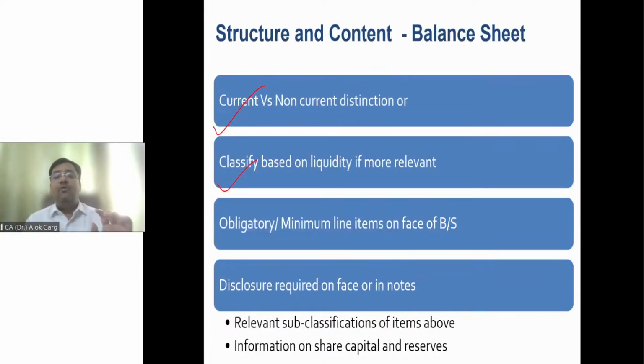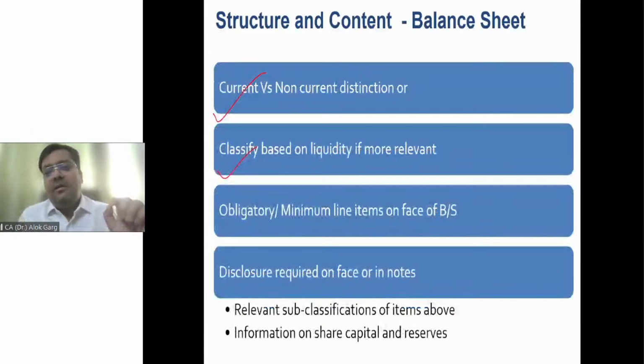Then what I'm telling you, if you see Division 3 of Schedule 3, yesterday I told you there are 3 divisions. Division 3 of Schedule 3 is for the NBFC companies. If you see the balance sheet of NBFC companies, it is not on the basis of current and non-current classification. It is on the basis of liquidity. Liquidity means financial items and non-financial items. And those items are as per book value. Is that clear?